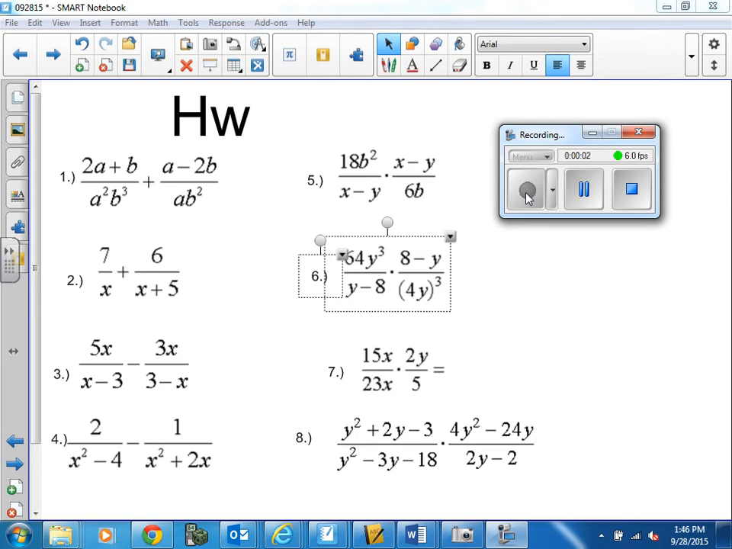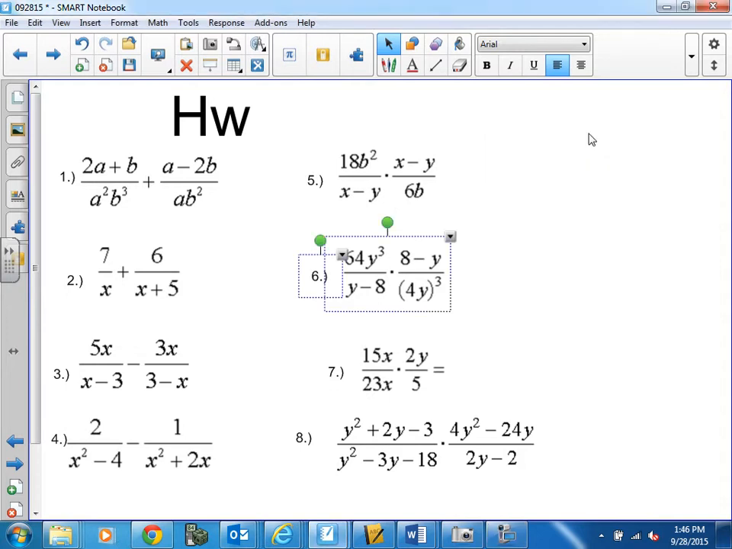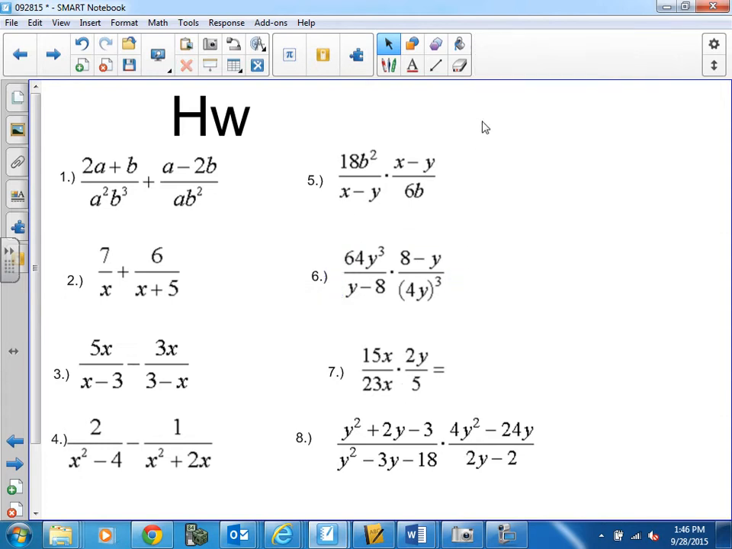Okay, here's your homework that is due on Wednesday, September 30th. The first four problems will be adding and subtracting rational expressions. The last four will be multiplying. Don't have any dividing on here, although we probably will get to that in class tomorrow. That'll probably be on the next homework. So go ahead and write these down.